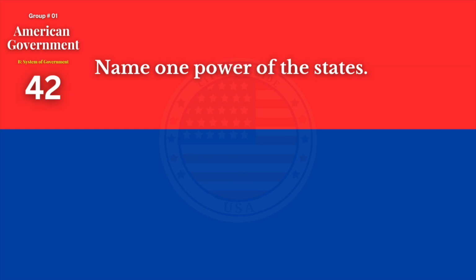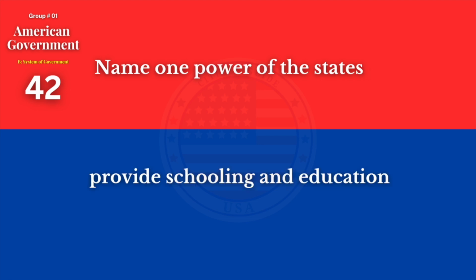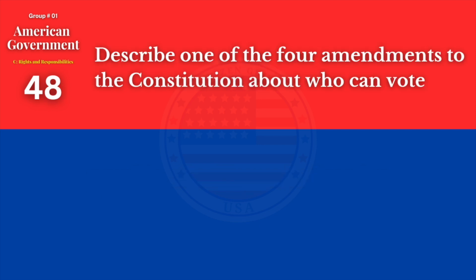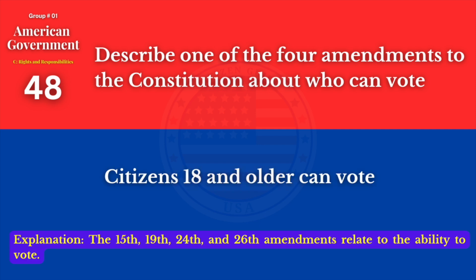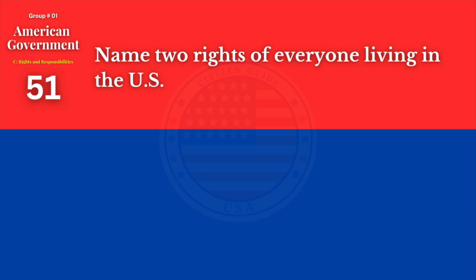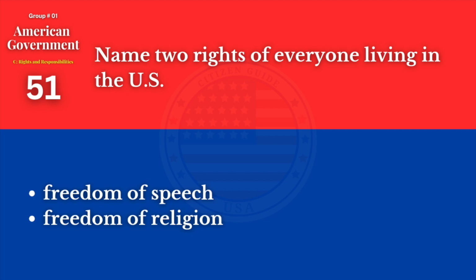Name 1 power of the states. Provide schooling and education. Describe one of the 4 amendments to the Constitution about who can vote. Citizens 18 and older can vote. Name 2 rights of everyone living in the U.S. Freedom of speech, freedom of religion.